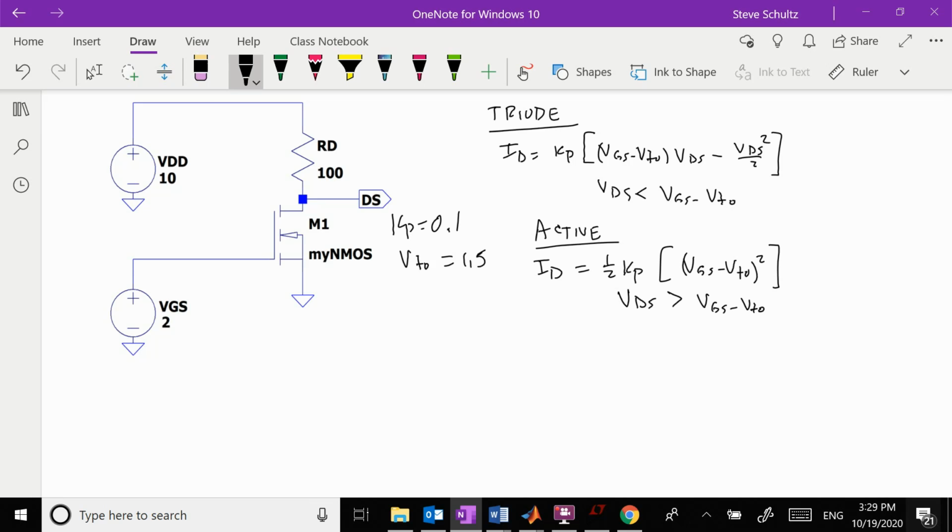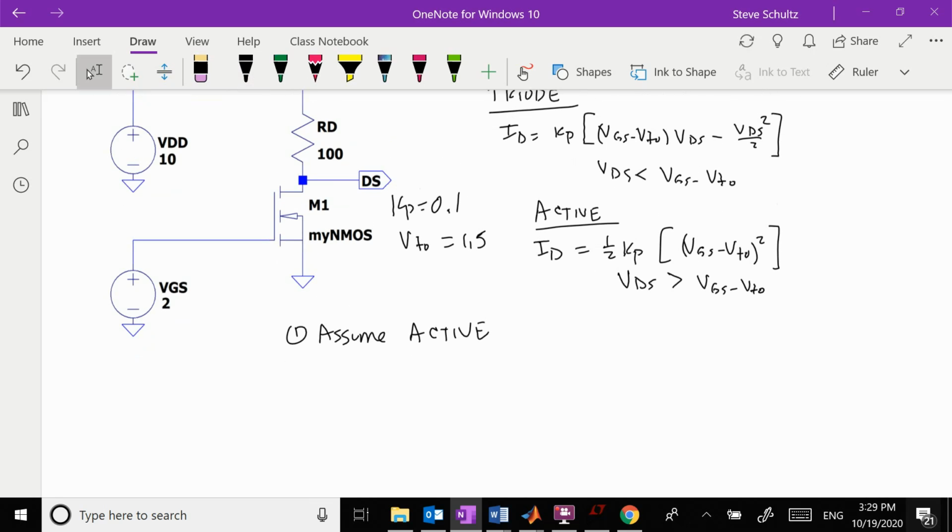So we look in here, and I don't know what my current is, and if I don't know what my current is, I don't know what my VDS is, so how do I know which regime it is to start off? What we're going to have to do is first assume that it's in active and then solve from there. When it's in active, you can see using this equation right here that it's completely independent of VDS. So that means I can just calculate ID directly.